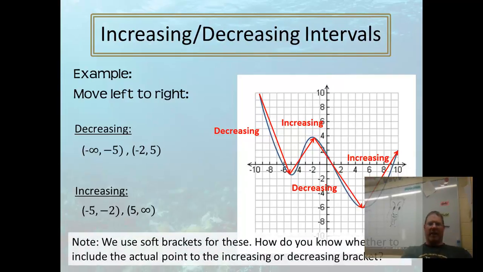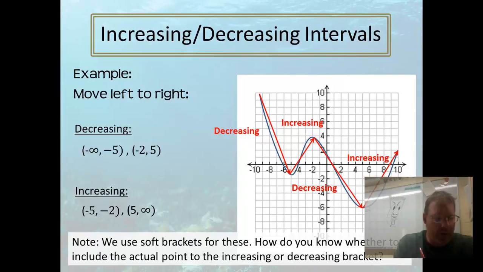Now, about those soft brackets. If you were going to say about the function that you see right here that it's decreasing from negative infinity to negative 5, and then it starts increasing again, where would you use the hard bracket? How do you know precisely at negative 5 whether it's increasing or decreasing? We don't know. You can't put it in both with a hard bracket.